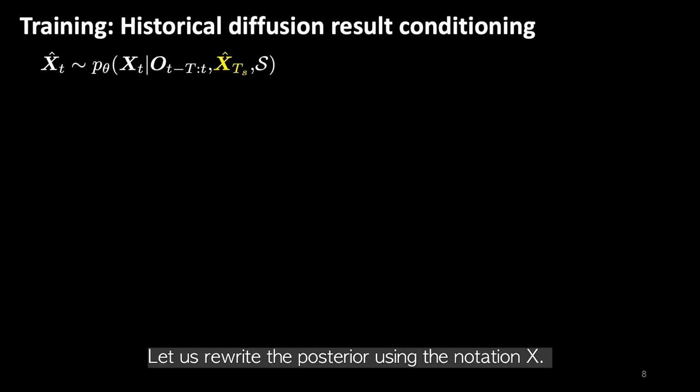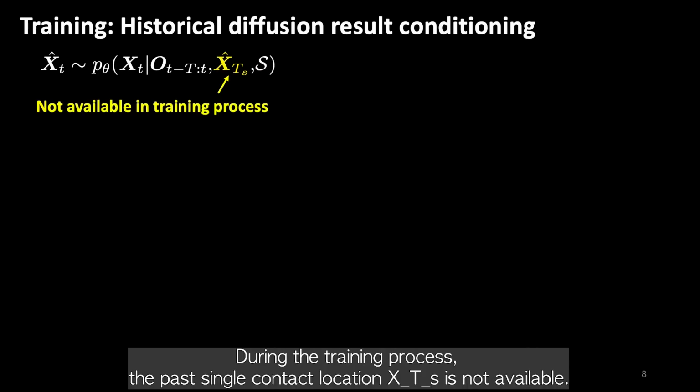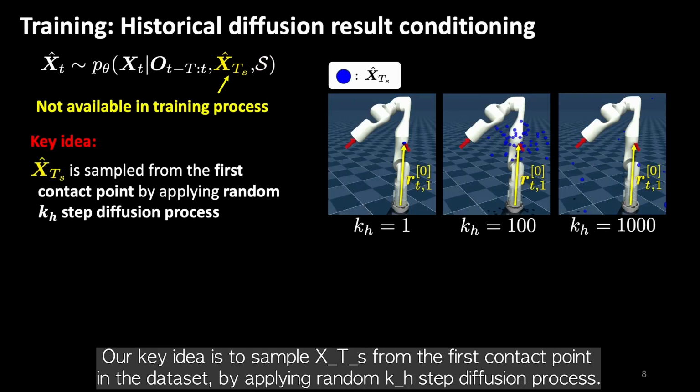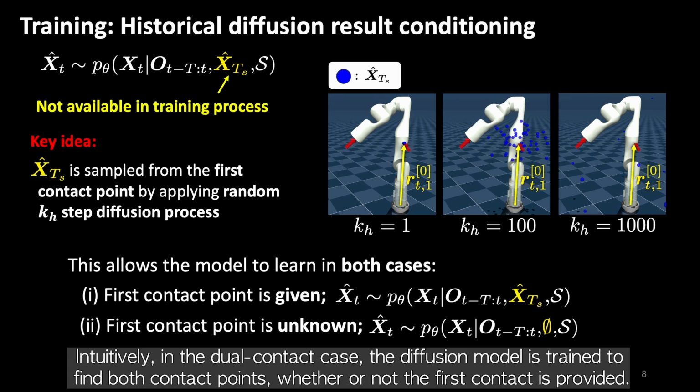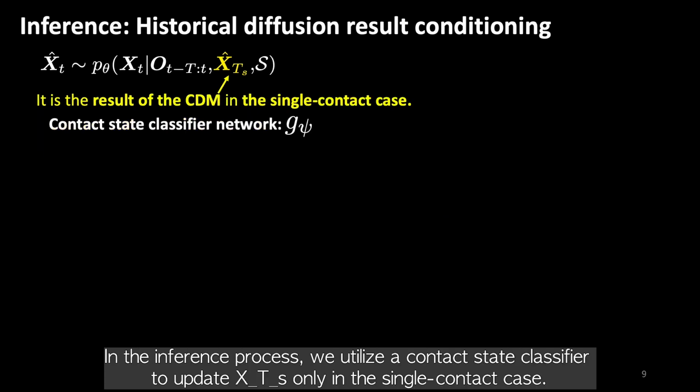Let us rewrite the posterior using the notation X. During the training process, the past single contact location XTS is not available. Our key idea is to sample XTS from the first contact point in the dataset by applying a random KH step diffusion process. Intuitively, in the dual contact case, the diffusion model is trained to find both contact points, whether or not the first contact is provided. In the inference process, we utilize a contact state classifier to update XTS only in the single contact case.